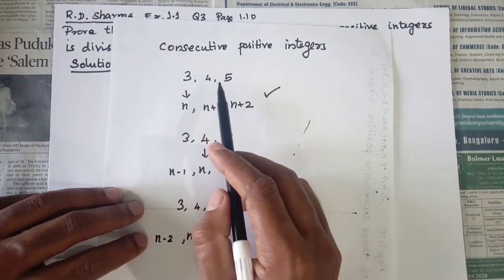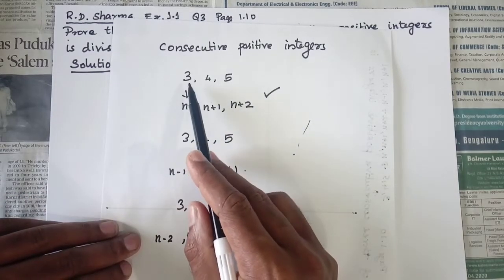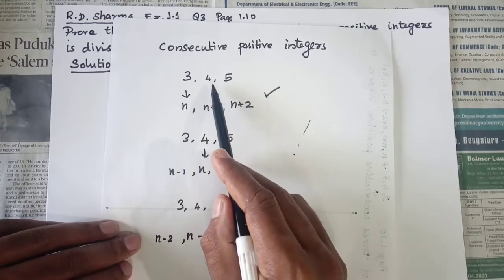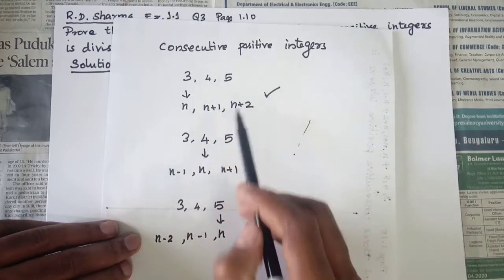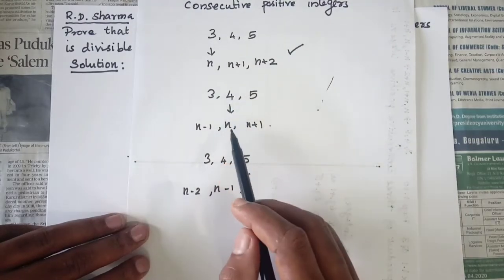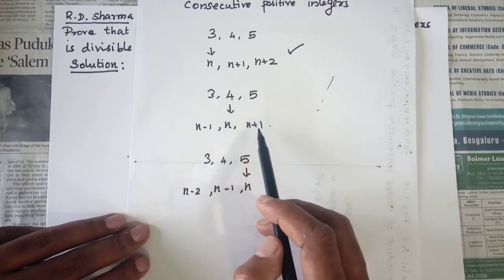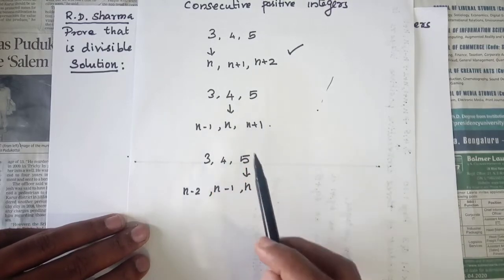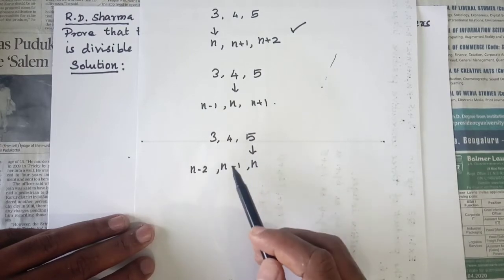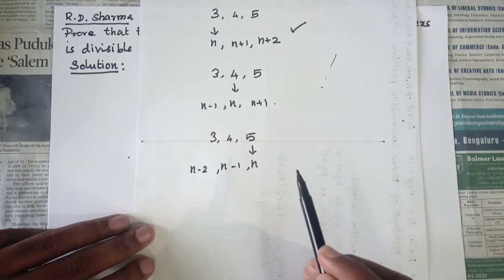So we can represent them using a variable like this. One method of writing, we can represent 3 as n. So the value of 4 is n plus 1, and 5 is n plus 2. Another way of writing is we can write 4 as n, so that 3 will be n minus 1 and 5 will be n plus 1. The third way of writing, we can take 5 as n, so 4 will be n minus 1 and 3 will be n minus 2.